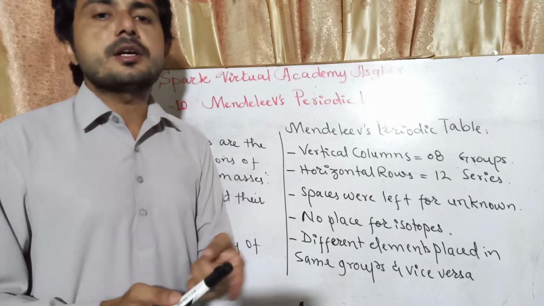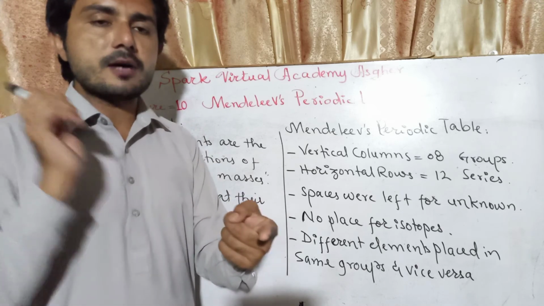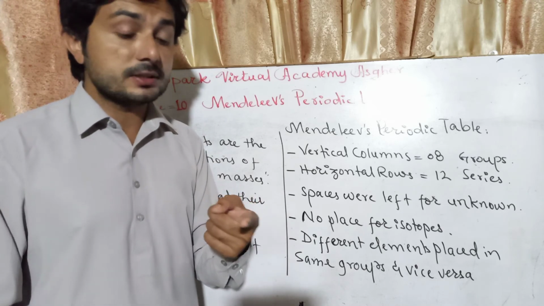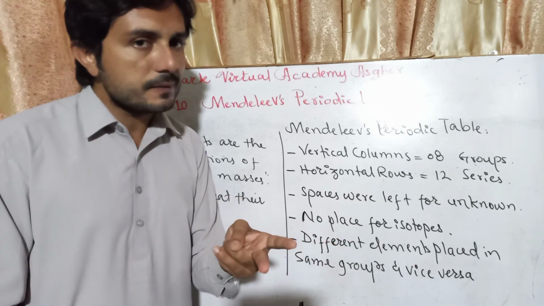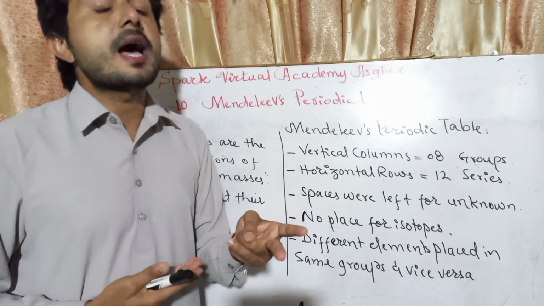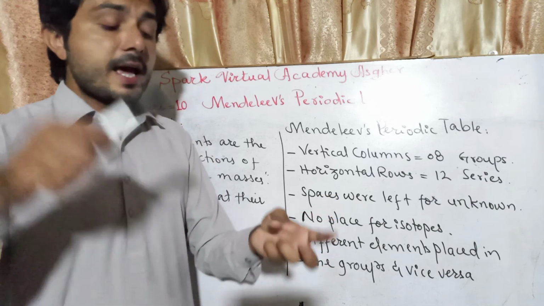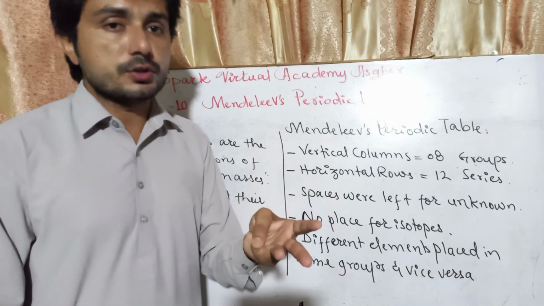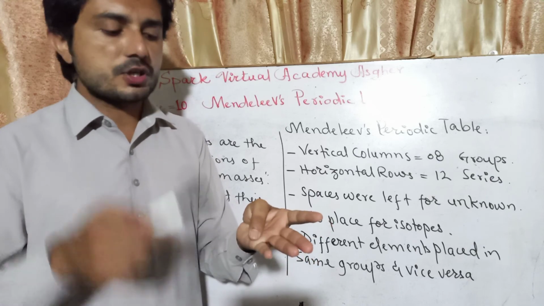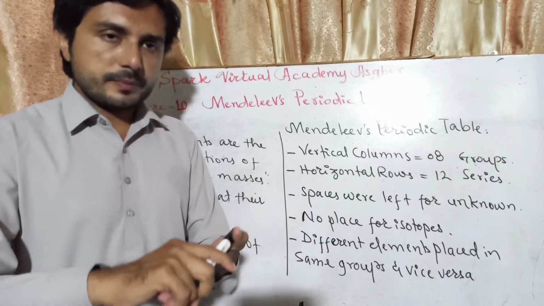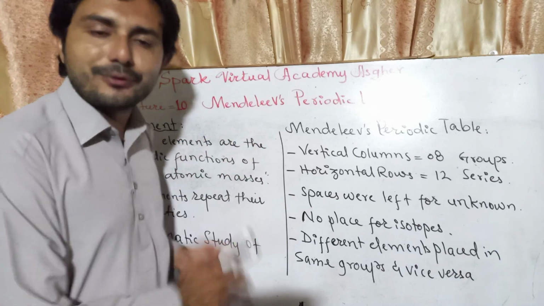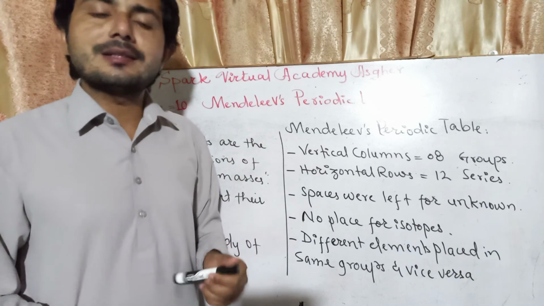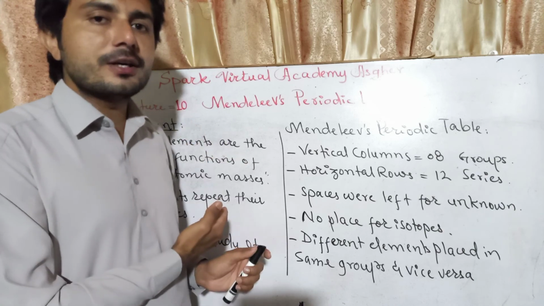In the first lecture of the classification, we learned about periodicity, that is, what we mean by periodicity. Then we learned the aims of the classification. What were the aims behind the classification of these elements? And then we learned the first classification, Dobereiner's classification. Then Newlands was there, then Lothar Meyer was there, and then we have Mendeleev's periodic table here in front of you. I hope you learned some new things from this Mendeleev's periodic table.